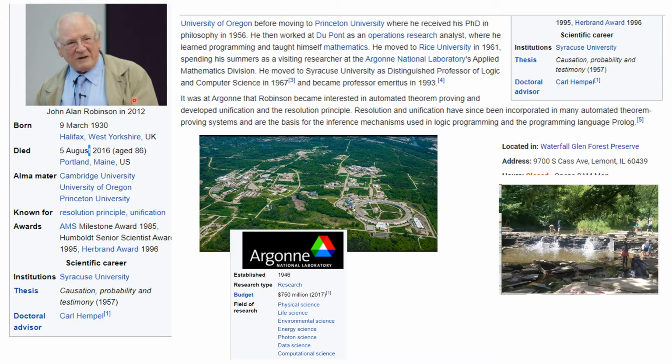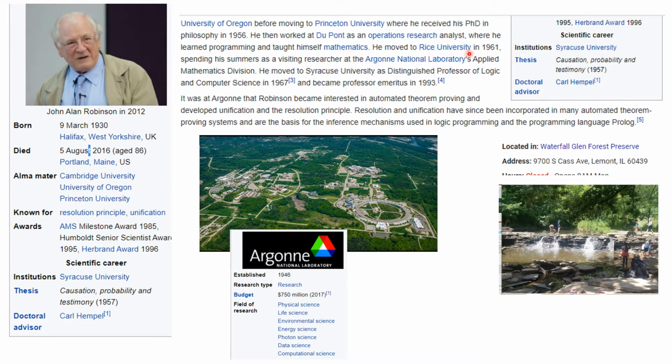We're going to talk some about the work of John Allen Robinson. Here's his picture. He started at Cambridge and then went to the University of Oregon when he left the UK, coming to the US. And then he went to Princeton and he got a PhD in philosophy. He worked at DuPont, the chemical company, as an operations research analyst and learned programming there and taught himself mathematics. There's a lesson there that you will be a lifelong learner.